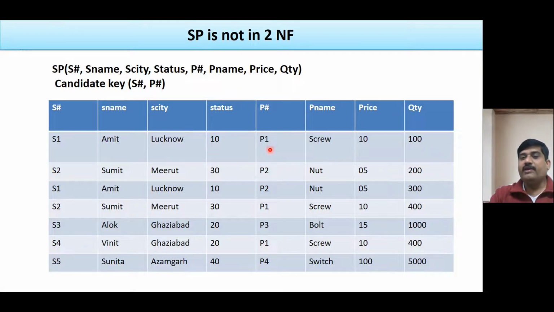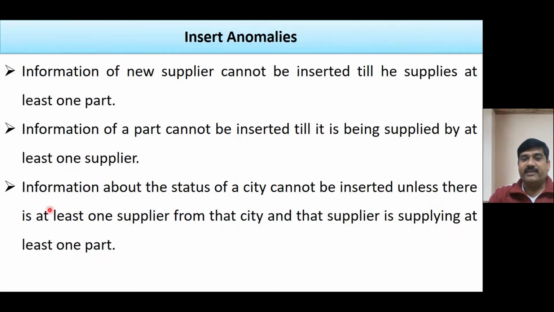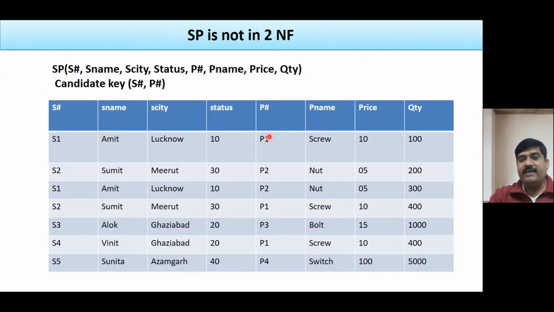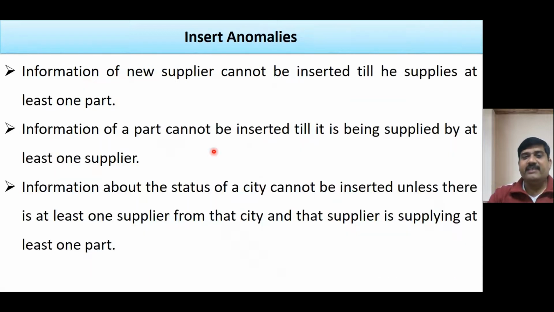Similarly, if you want to store any information related to a part which is not being supplied by any supplier, we will not be able to insert that information. Information about the status of a city cannot be inserted. Suppose the status of Lucknow is 10, and suppose we want to store the status of Muradabad, but in Muradabad there is no supplier, so we will not be able to store the status of that city. These are called insertion anomalies.